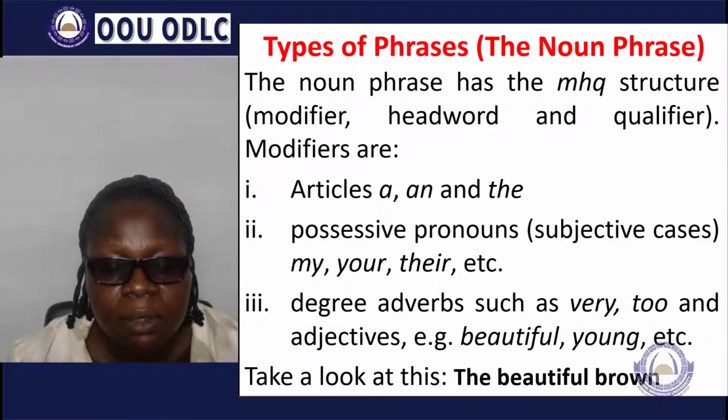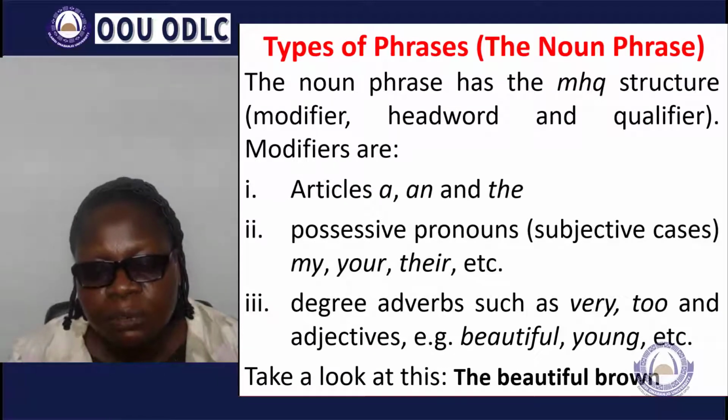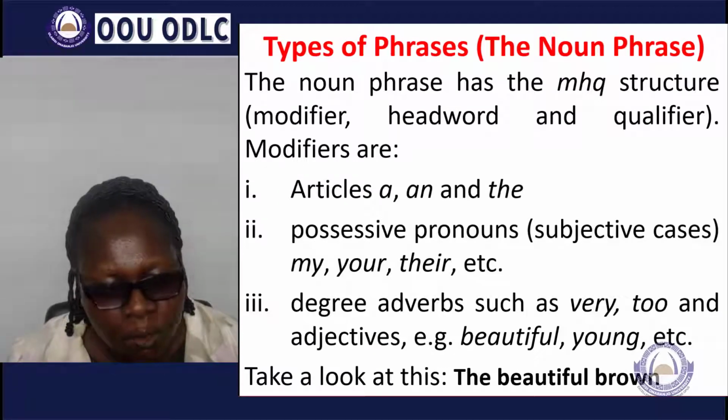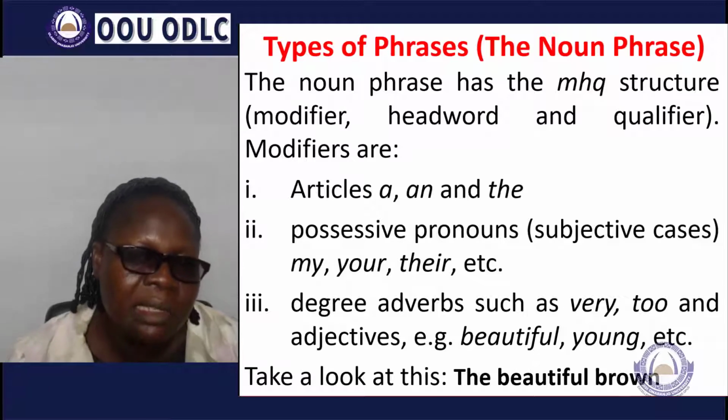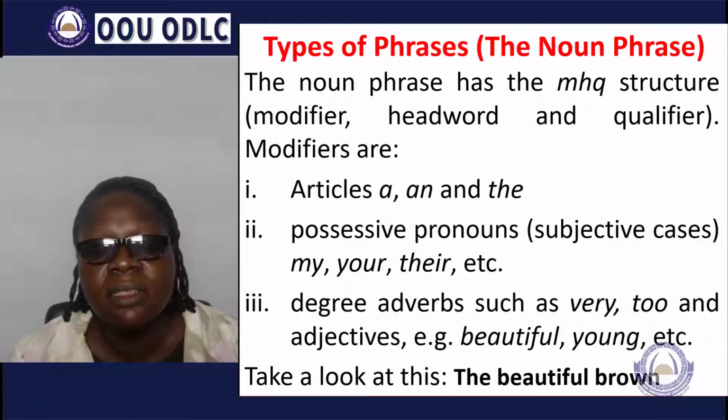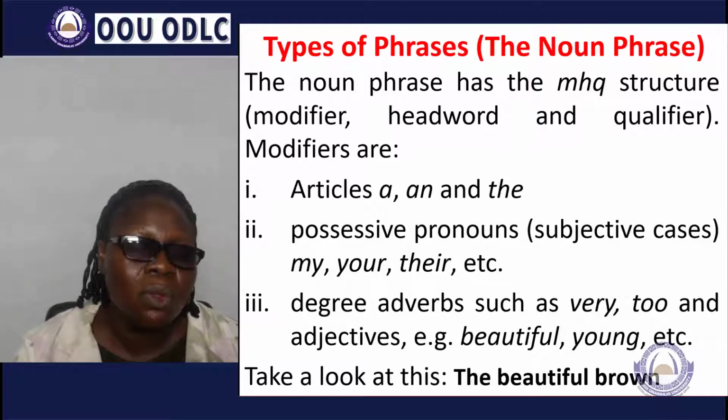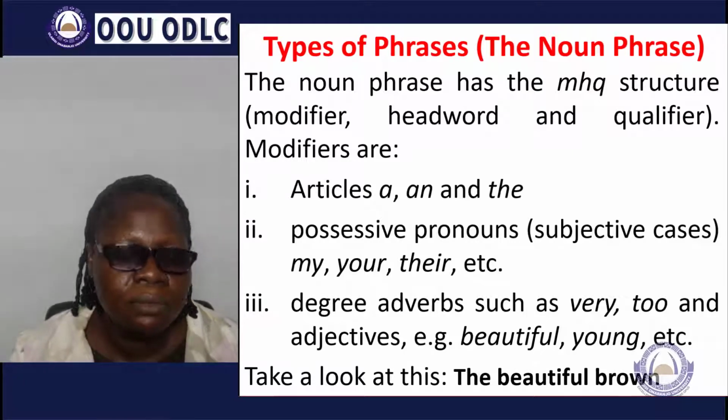Take a look at this example. As you can see, the beautiful brown. There's something missing here. Beautiful brown. Then you are bound to ask, the beautiful brown what? That tells you the role that the key word plays within the structure of the noun phrase or any phrase at all. The beautiful brown, and you keep quiet.